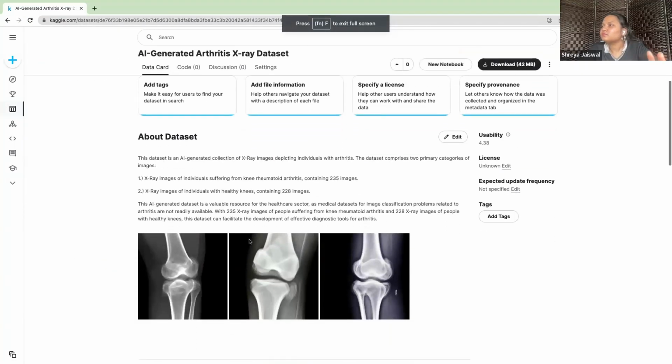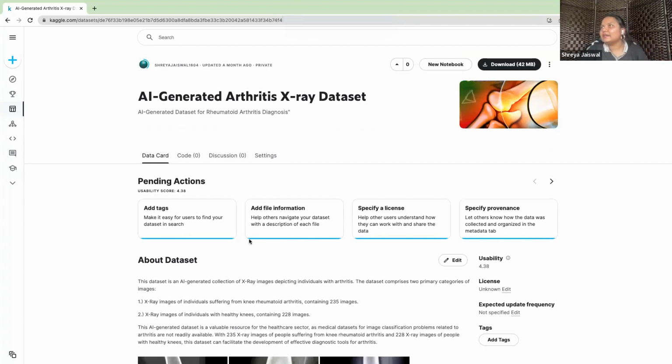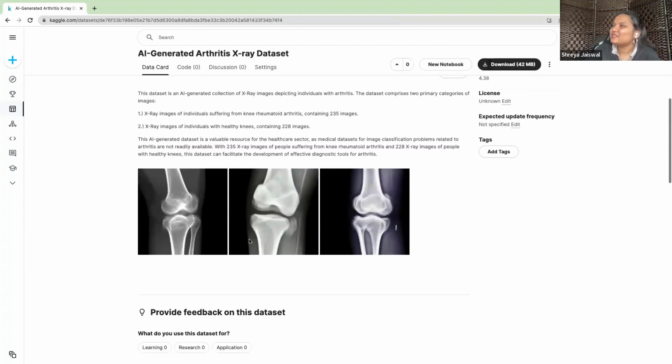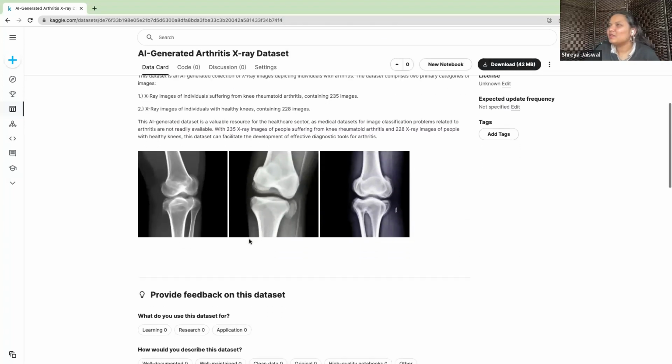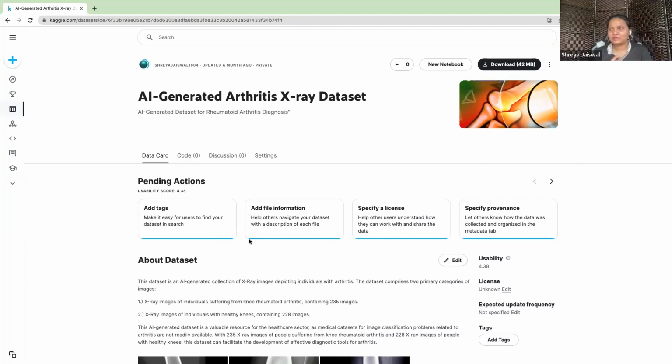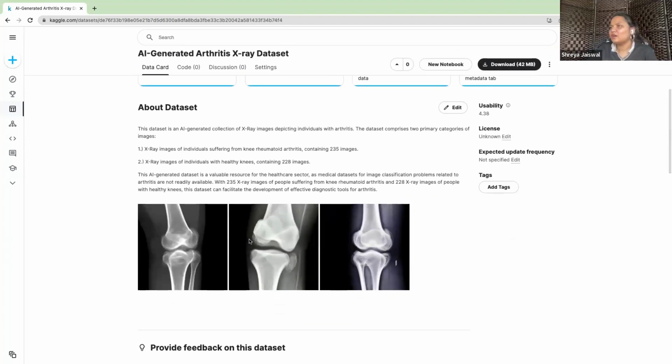So I created AI-generated arthritis X-ray images using prompt engineering. The professor usually shows different already trained models. I think currently he's working on Midjourney. The one I used was DALL-E, which is provided by OpenAI.